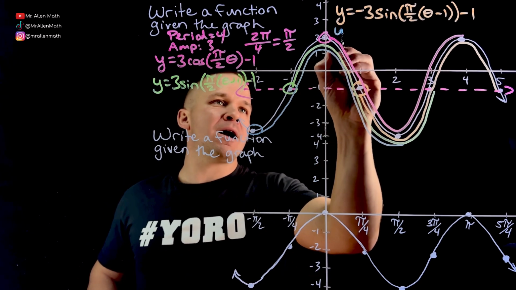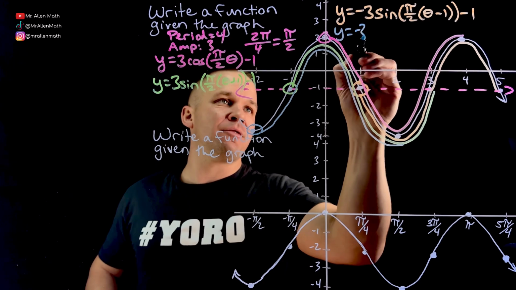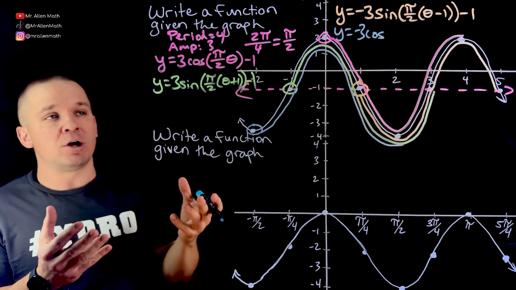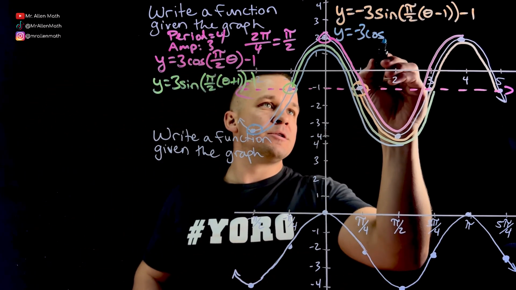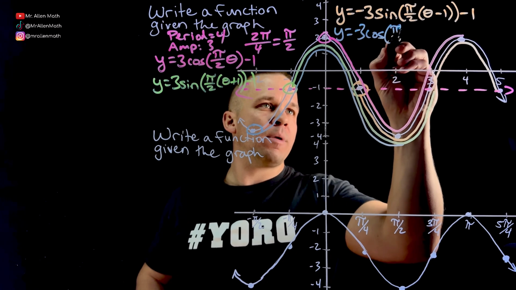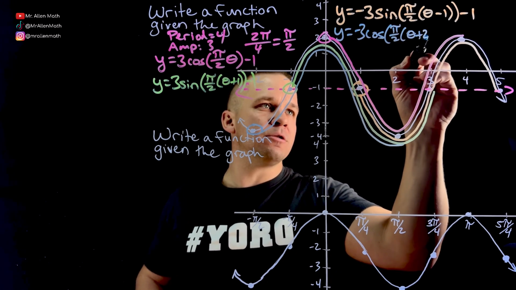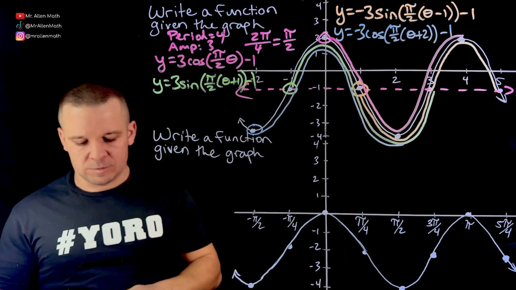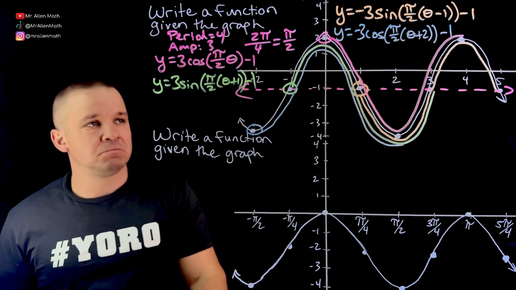All right, so we got y equals, this time since I'm starting below the midline, it's going to be -3 cosine. And then I have the same multiplier, but I do have a phase shift. I'm going to the left by 2. So we have pi over 2 times (theta plus 2), close them, -1. Cool. I like that. It's fantastic. There we go.